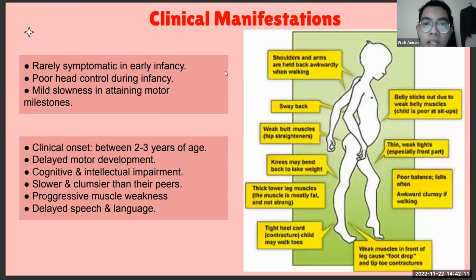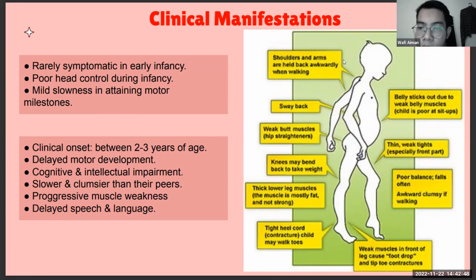So this is the clinical manifestations of MD, muscular dystrophy. It is rarely symptomatic in early infancy. We can also see poor head control during infancy, mild slowness in attaining motor milestones, or in simple way, the patient is a late walker. The clinical onset is between 2 to 3 years of age. There will also be delayed motor development, cognitive and intellectual impairment, slower and clumsier than their peers, progressive muscle weakness, and also delayed speech and language.